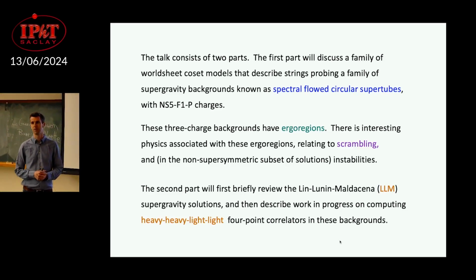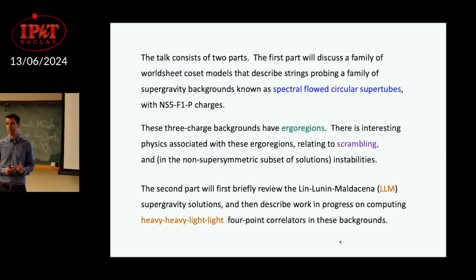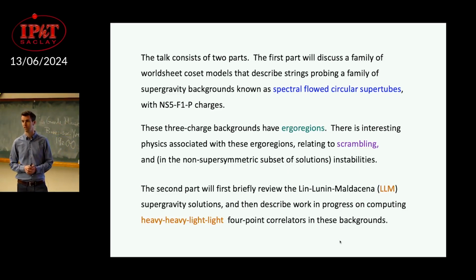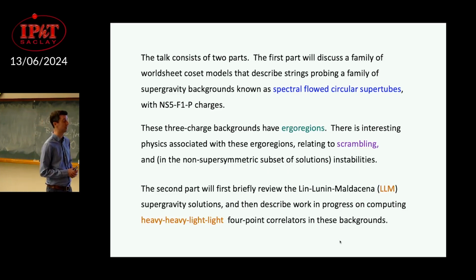The physics I'm going to be interested in is that these backgrounds have ergoregions. And there's interesting physics associated with those ergoregions, which depends on whether the background is supersymmetric or non-supersymmetric. And the interesting physics relates to scrambling, or in the non-supersymmetric case, instabilities. In the second part, I'll briefly review the Lin-Lunin-Maldacena geometries in AdS5 times S5, and describe some work in progress on computing heavy-light correlators on those backgrounds.